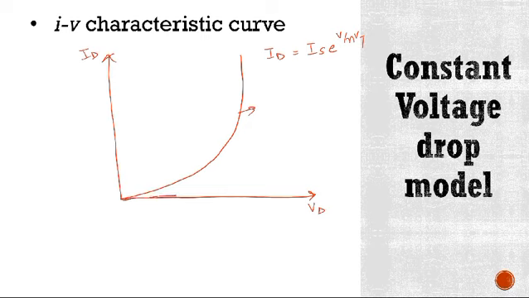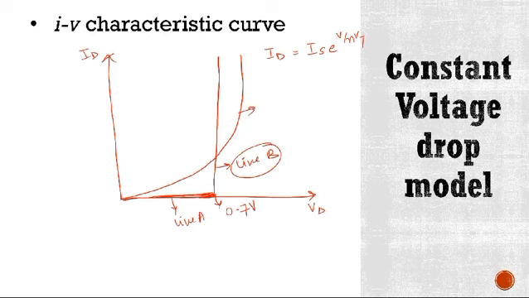So it is drawn something like this. This is line A and this is line B. And as I have mentioned earlier, this model has a constant voltage drop value of 0.7 volts. So this is 0.7 volts. Here this line B is approximating this exponential curve.